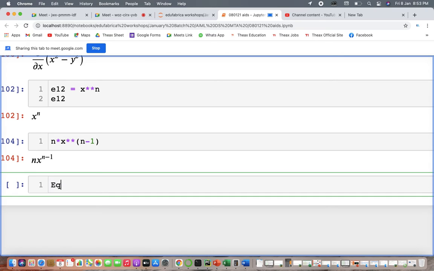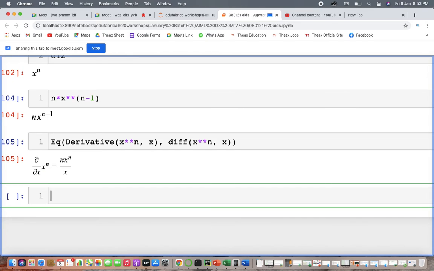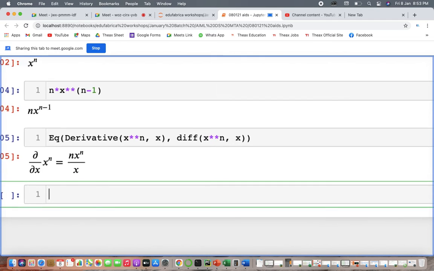So, we need to write an equation where we are using the derivative. Let's say the derivative of x to the power of n, with respect to x. So this is a derivative, and we need to differentiate this. Differentiating x to the power of n with respect to x will give you some value.